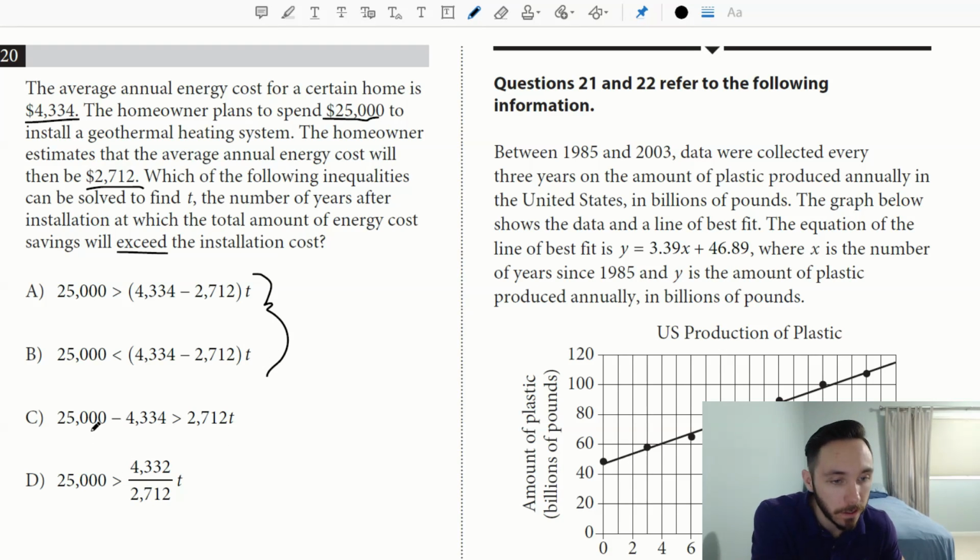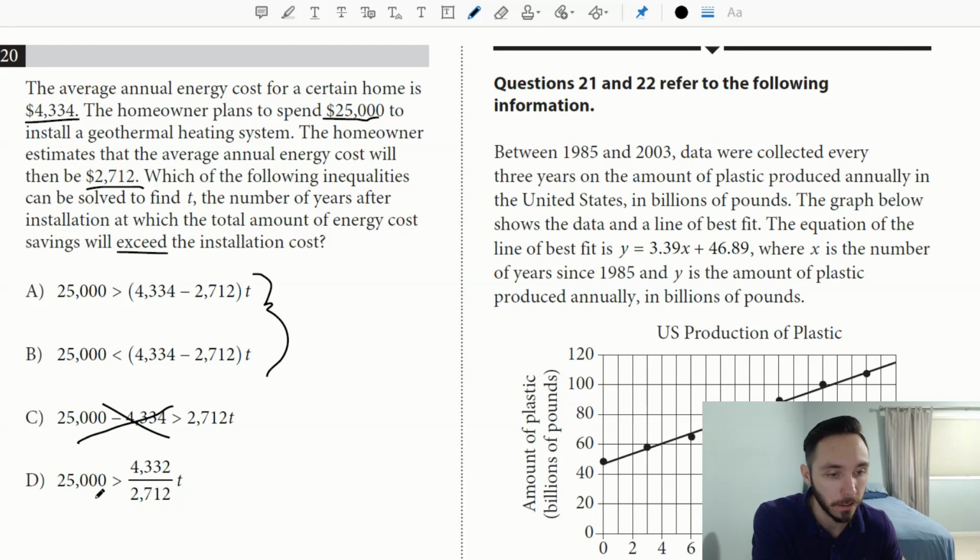Let's look at C. So C is saying you take the cost of this heating system, you subtract off the average, that's greater than... this doesn't make any sense. That's greater than how much you spend every year for T years. No, that just doesn't make sense. So I think the point of this problem is you have to interpret the setups. Like this setup makes no sense.